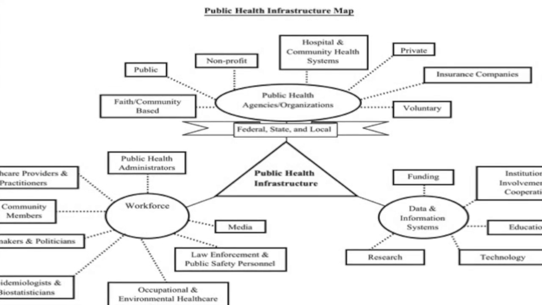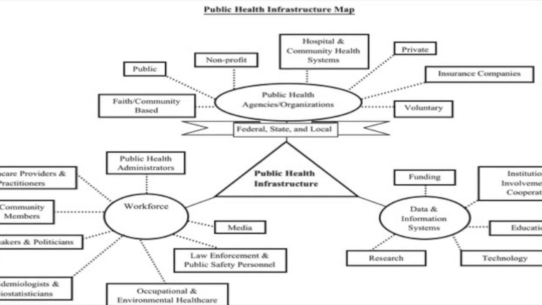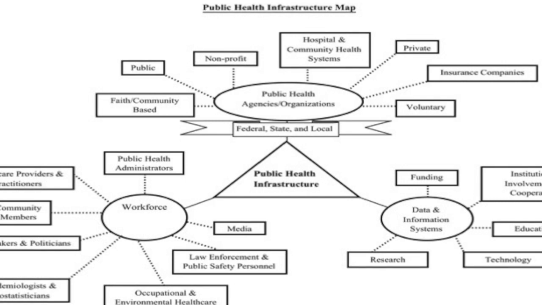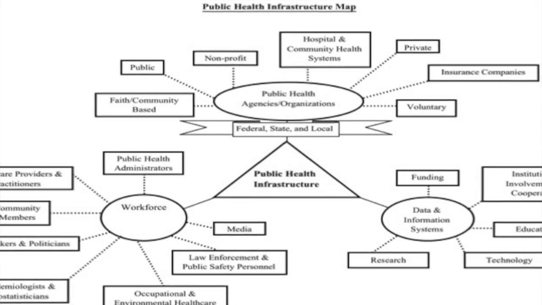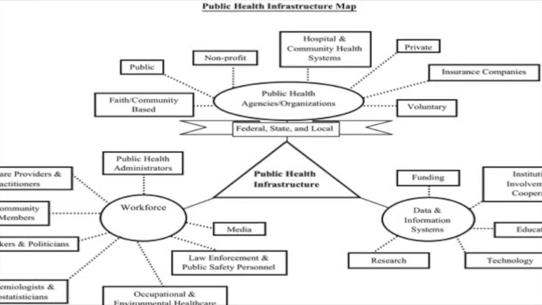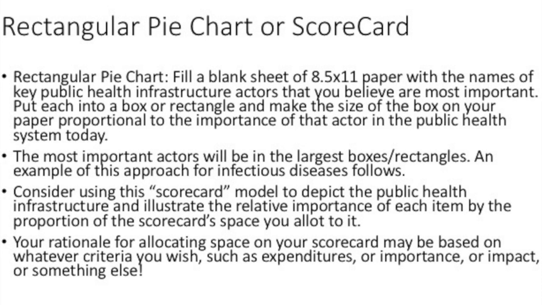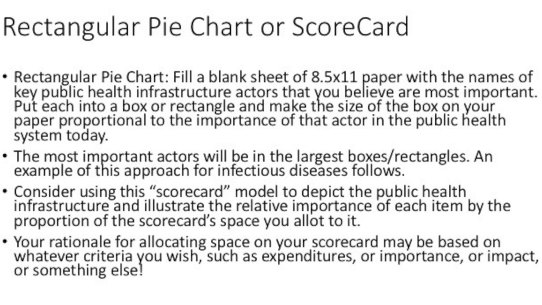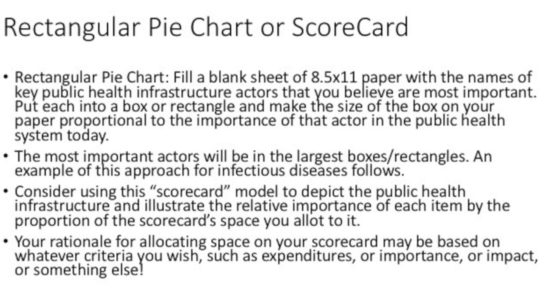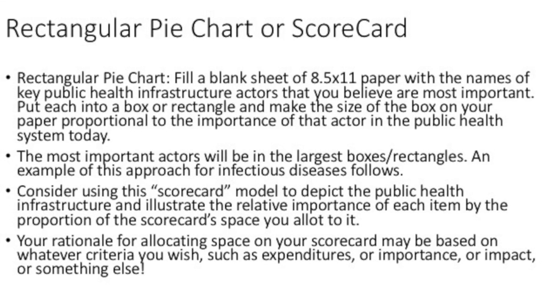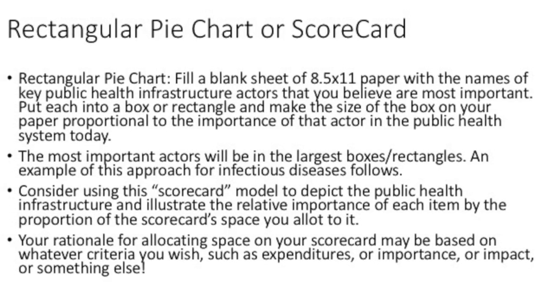Let's look at the public health agency. We can look at the nonprofit, public, private, and even the data information system. Funding, resource, research, technology. These are some of the important entities that are connected to the data information system. As you are constructing your public health infrastructure map, think about a location. Think about a specific city. Think about a particular unit that you want to illustrate in your public health infrastructure map.